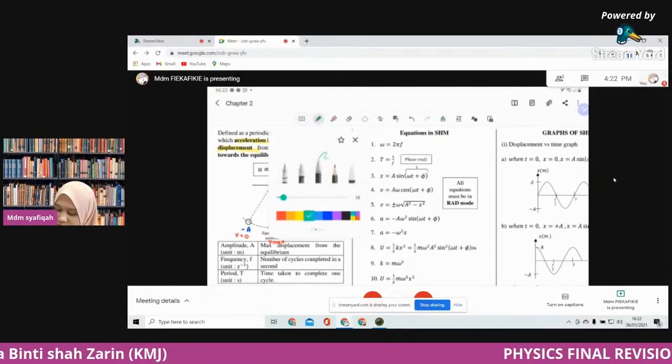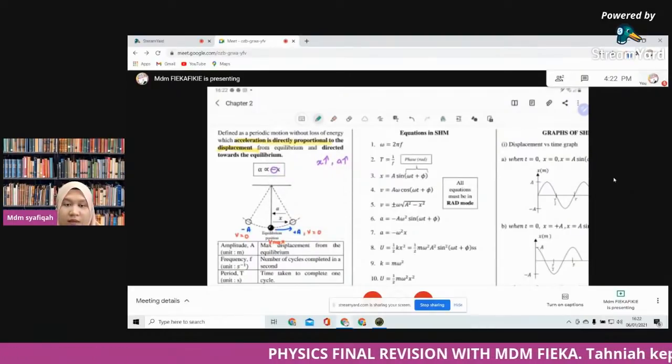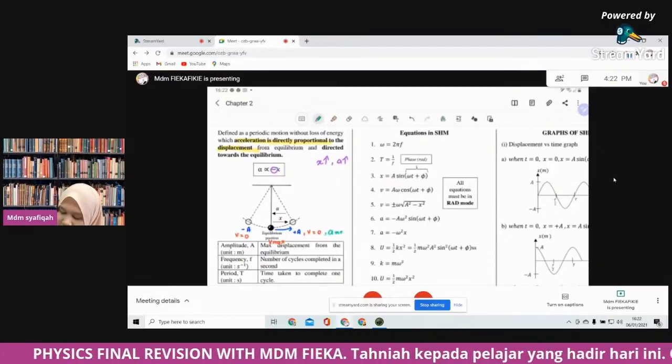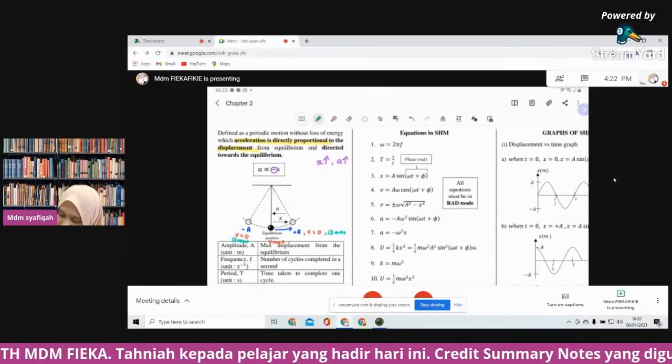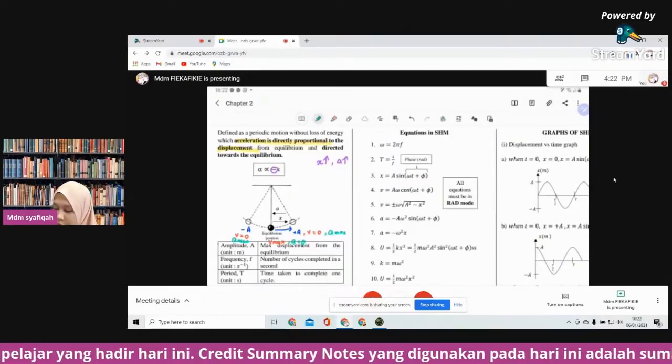And how about the acceleration? At maximum displacement, acceleration is maximum. Same goes to this one. But here, it is equal to 0. Can? Okay, good.